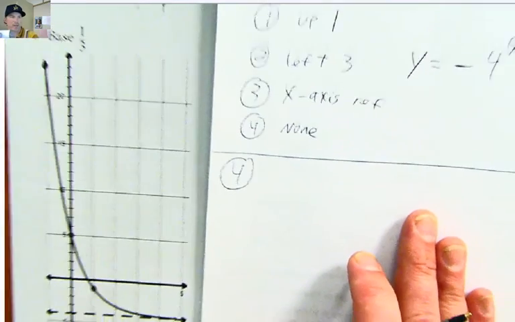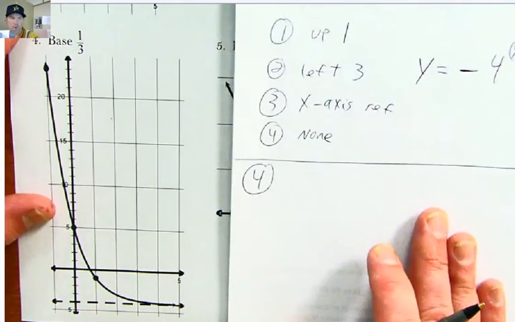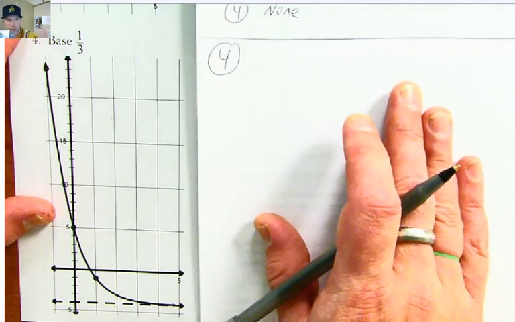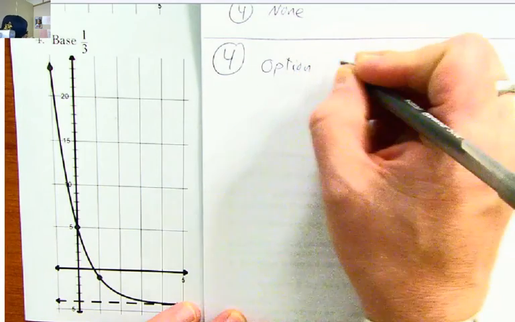All right, number 4 is the big graph, so I need to zoom out a little bit. Okay, I need to do this one twice for the option 1 people and the option 2 people. So option 1 first.